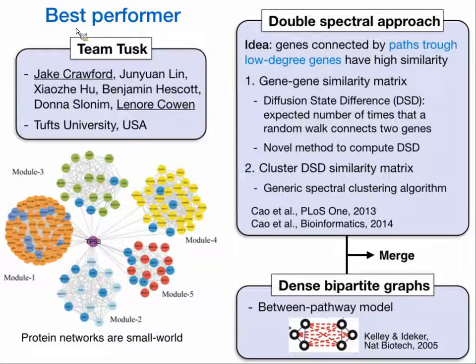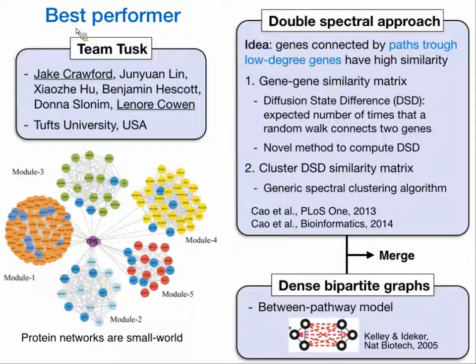But that's actually a team who is very active in the field and used their method and improved it for this challenge. They developed another method to compute this diffusion state difference more efficiently. And then they clustered this similarity matrix with a standard clustering algorithm. They also used another interesting strategy, and we don't know yet the contribution of this. They also looked for dense bipartite graphs. So that's basically when you have two sets of nodes and many links between these two sets.